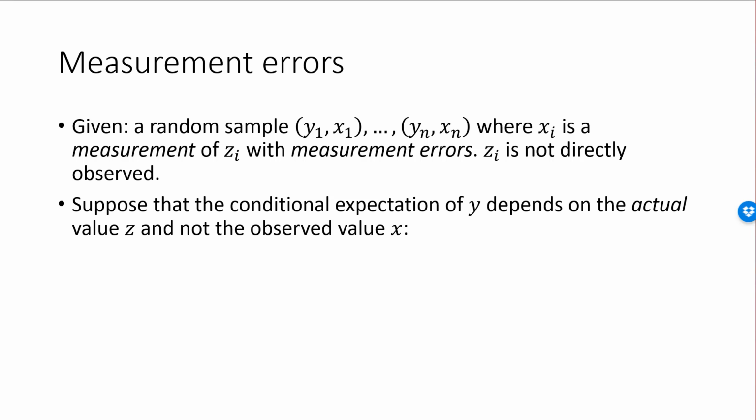So it's reasonable to specify that the conditional expectation of y depends on z and not x. So even if I condition on both the true income and the reported income, the expected value of y will only depend on the true income. What we have reported has no additional information about the true income. So an interesting question is then the following. What will be the consequences of using an explanatory variable that has measurement errors?